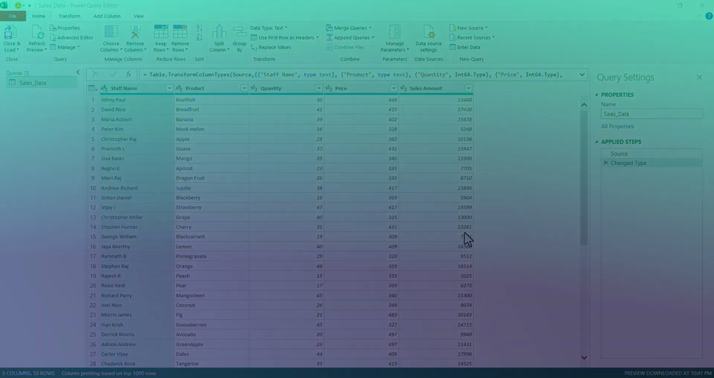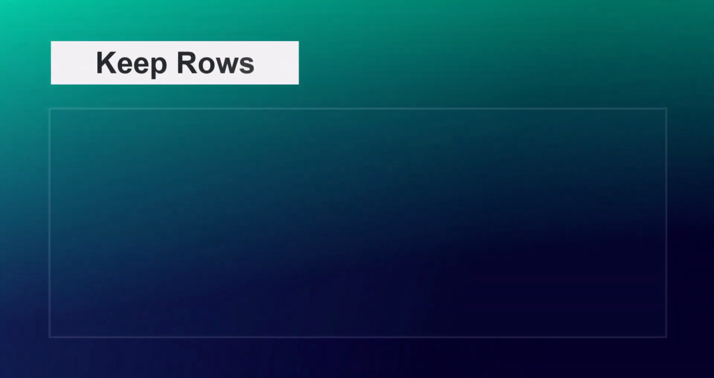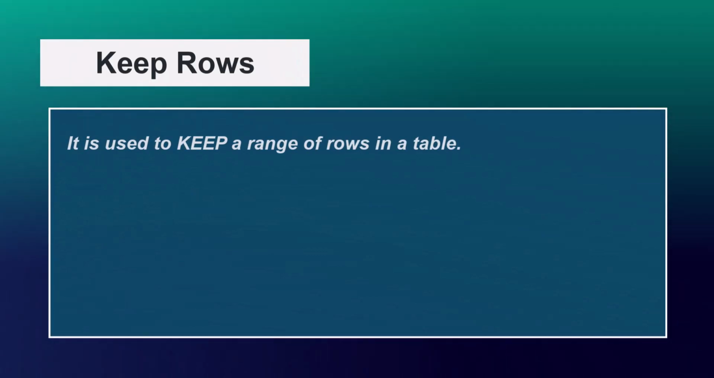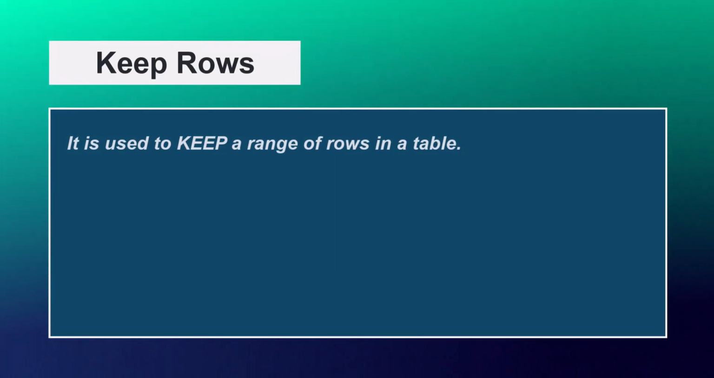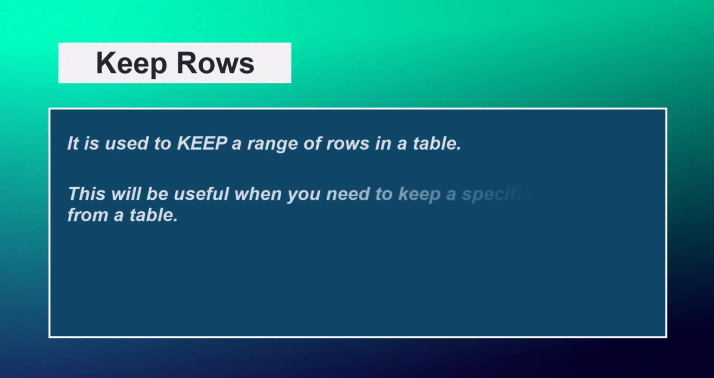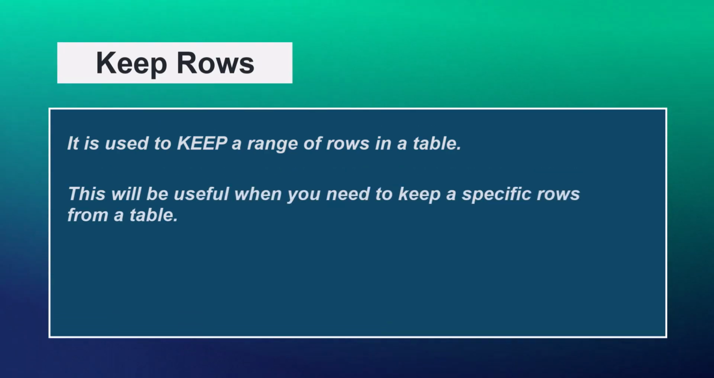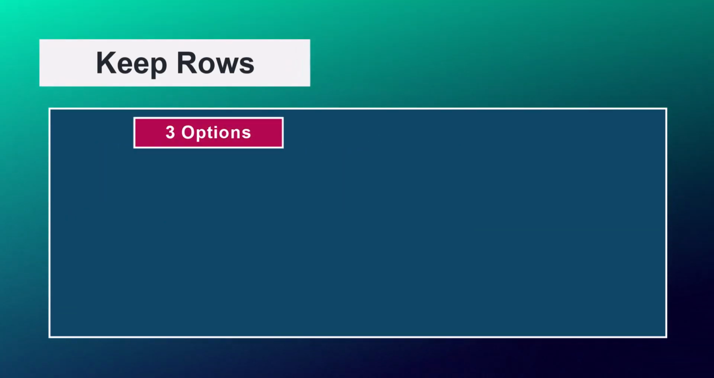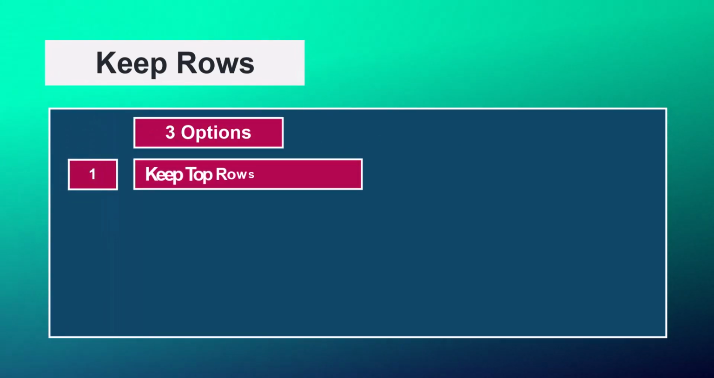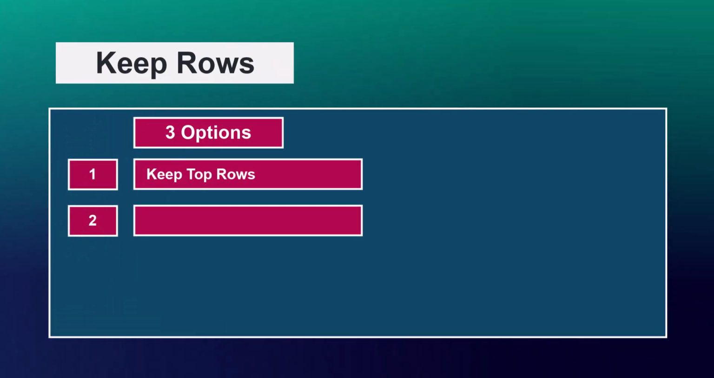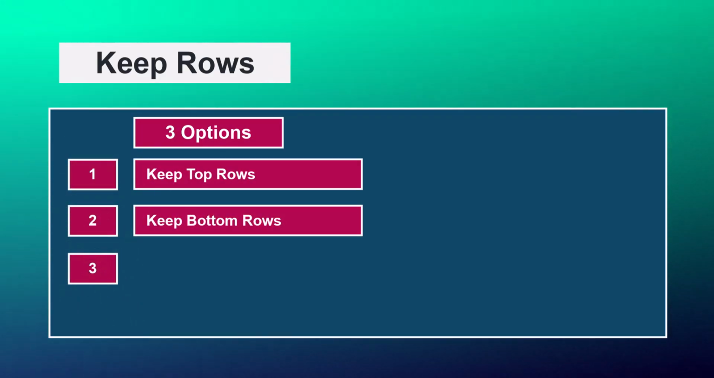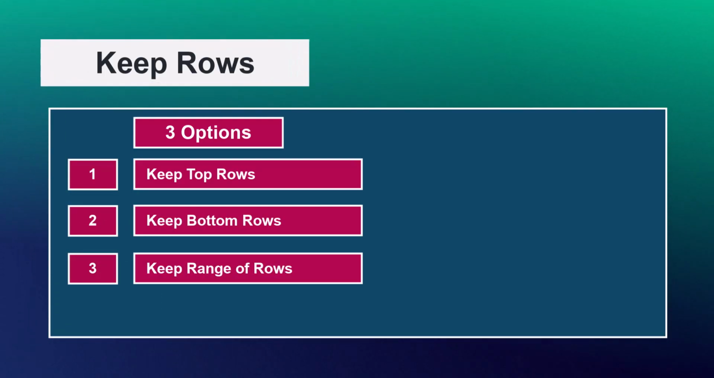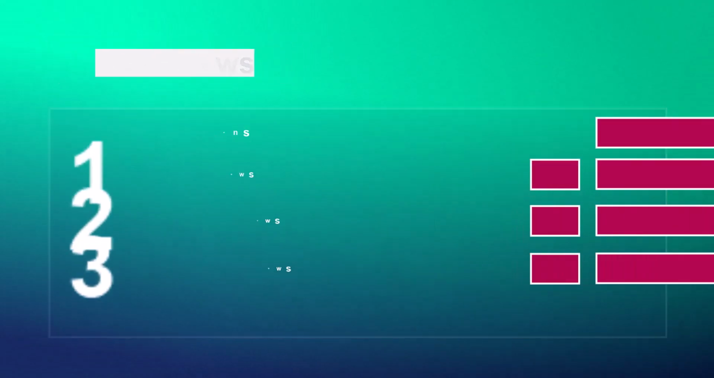That's it. Let's move on to the second topic, keep rows. Keep rows is used to keep a range of rows in a table. It will be useful when you need to keep specific rows from a table. It contains three options. Number one, keep top rows. Number two, keep bottom rows. Number three, keep range of rows. Let's see an example one by one.